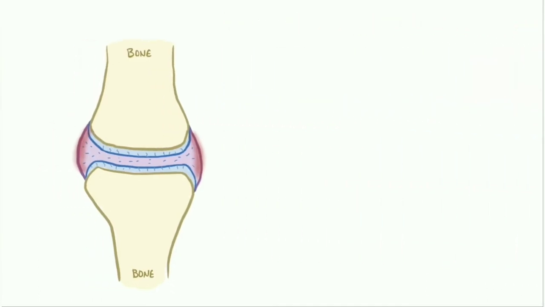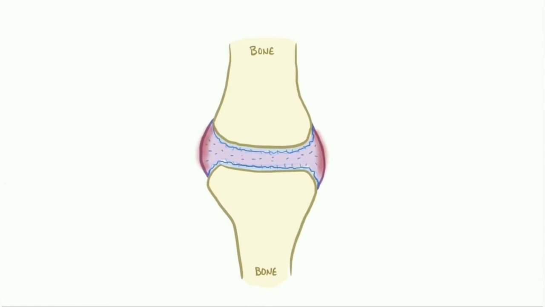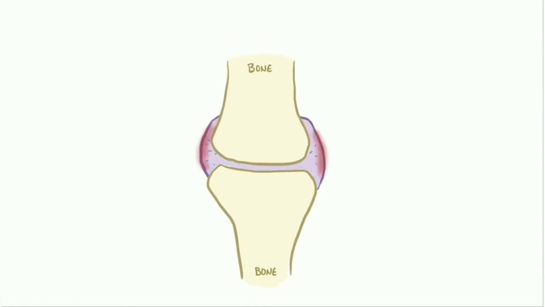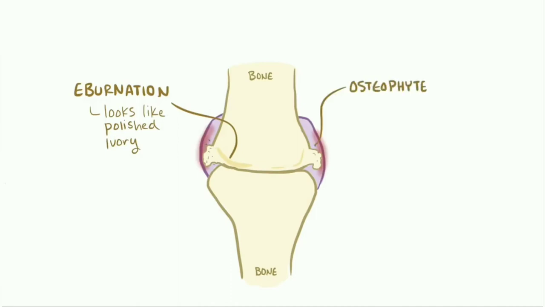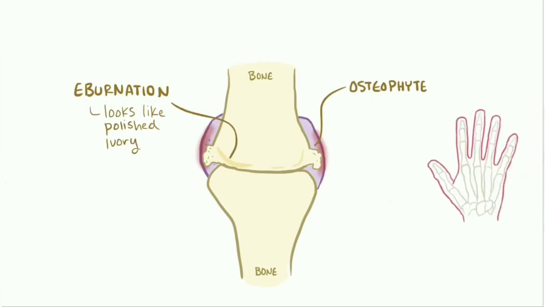The cartilage will continue to wear away until the bone is exposed, allowing it to rub against the other bone, which causes bone eburnation, making it look like polished ivory. Finally, the edges of the bone grow outward, called osteophytes, which make the joint look wider, something that is most obvious in the distal and proximal interphalangeal joints of the fingers, called Heberden nodes in the distal joints and Bouchard nodes in the proximal joints.